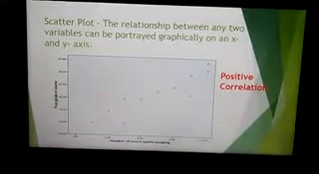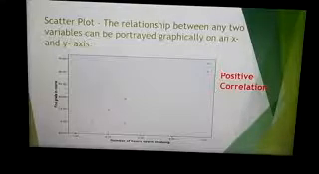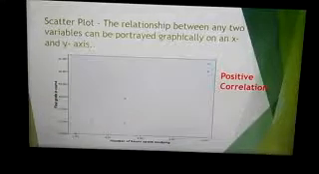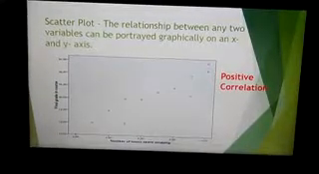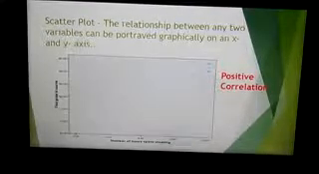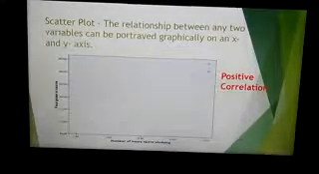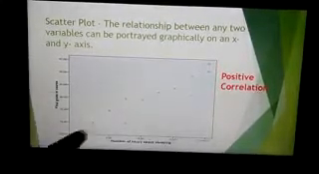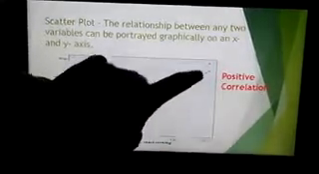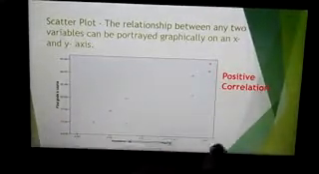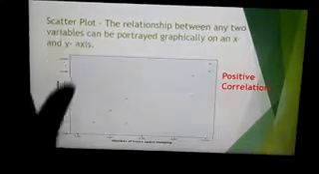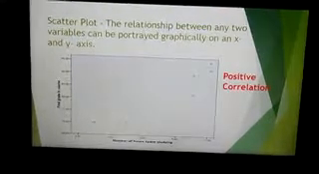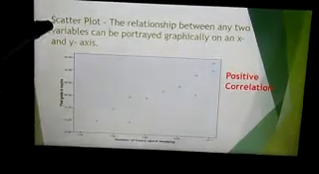We can also use a scatter plot to determine the relationship between two variables. It is the graphical portrayal on the x and y axes. Take note of this example, where we have a positive correlation. Let's see what happened on the scatter plot. When you observe, the data are increasing. If the x-axis is increasing and the y-axis is also increasing, therefore there is a positive correlation. And that is determined using a scatter plot.